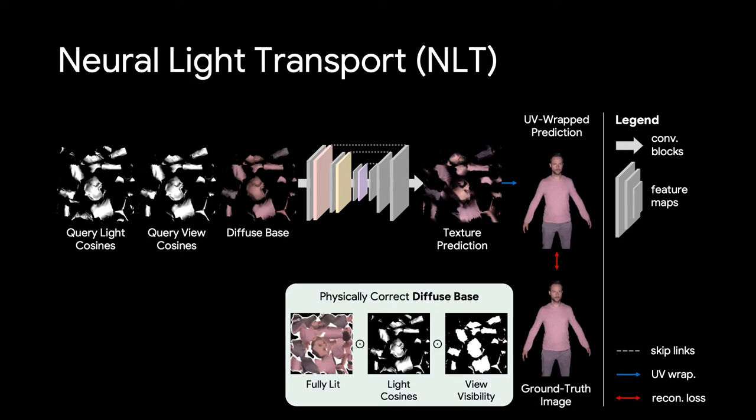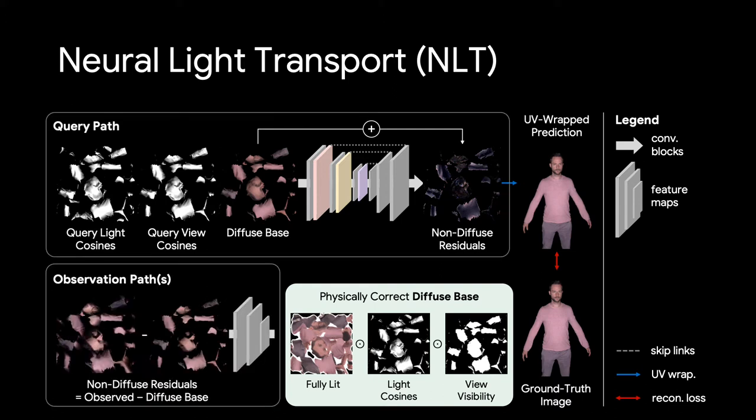We also feed in a physically correct diffuse-based rendering, so that the network doesn't need to relearn the albedo and harsh shadows. There's also a skip link from the diffuse space to the network's prediction, to explicitly tell the network to focus on learning higher order light transport, such as specularity and global illumination.